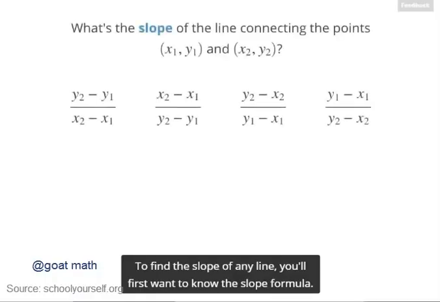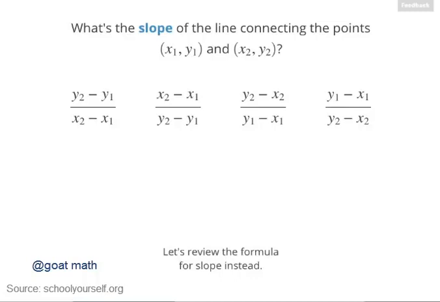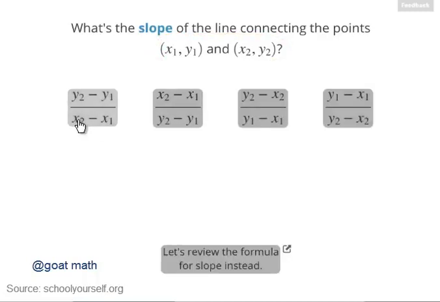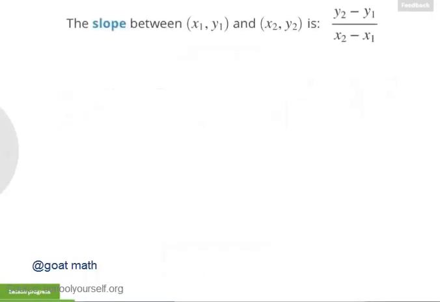To find the slope of any line, you'll first want to know the slope formula. Which of these is the correct formula for the slope between the points x1, y1 and x2, y2? Exactly, the general formula for slope is y2 minus y1 over x2 minus x1.